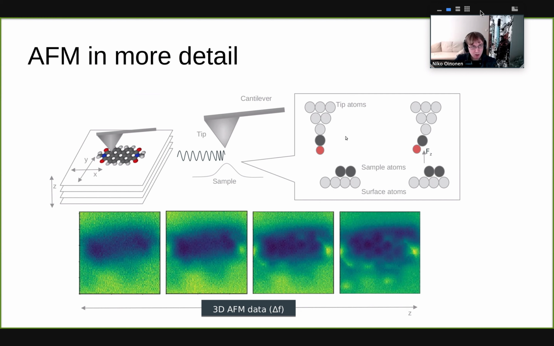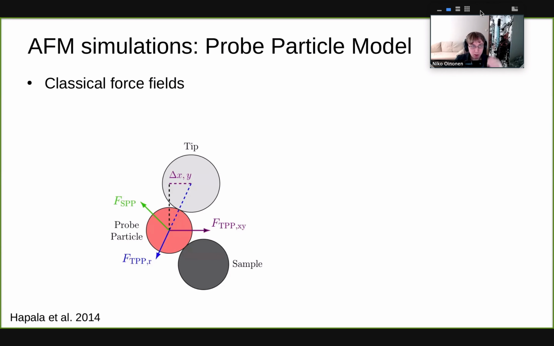Now, from the machine learning perspective, there's a problem that AFM is not really a very high throughput method, so it's difficult to get very large data sets of images, which is often required for machine learning. So what we do instead is simulate AFM images using the so-called probe-particle model, which was introduced by Hapala and others in 2014.